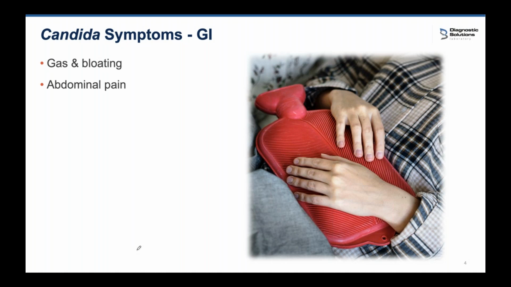So you'll see your gas and bloating, abdominal pain. You may see constipation or diarrhea, or neither, but it's very common to see gas, bloating, and abdominal pain. You may see reflux. It can be in the upper GI. It can actually coexist and work with H. pylori and cause some reflux. Indigestion is very, very common.